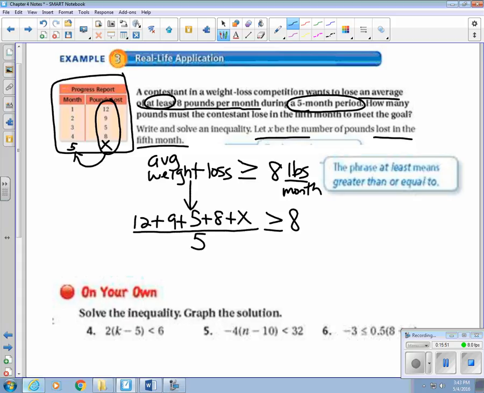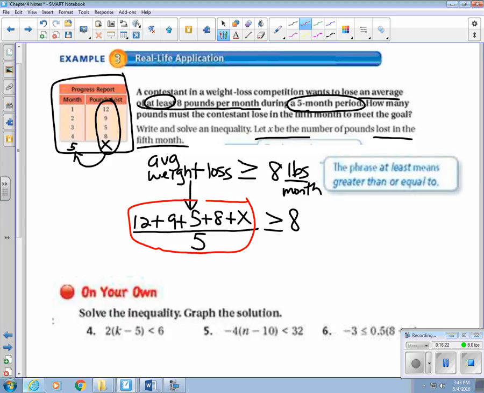Let me get a different color. Think of this like a car. Everything in the numerator is in the front seat. Everything in the denominator is in the back seat. So what I need to get rid of first in solving this inequality is this 5 down here, because it's in the back seat. It's less connected. It's not as close to X as the other numbers are.